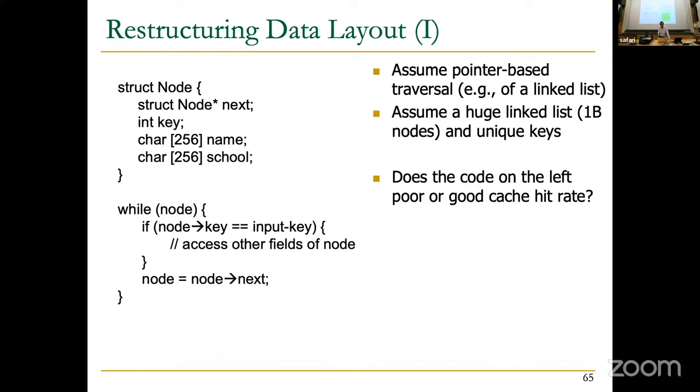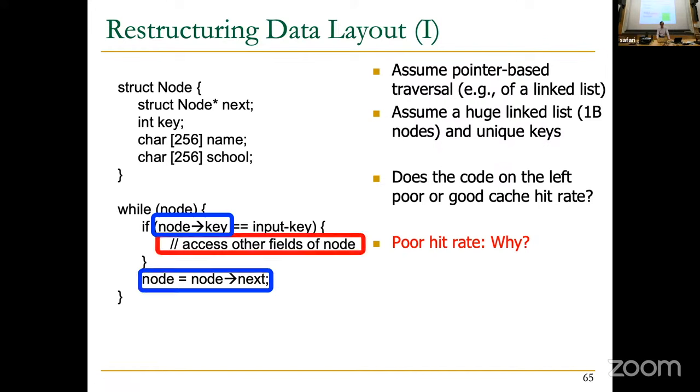Now, since we don't have time, I would normally ask this question: does this code on the left have poor or good cache hit rate? And the answer is it has terrible cache hit rate because of this. Key and next are frequently accessed, shown in blue over here. The likelihood of the key matching in this 1 billion accesses is very low, assuming you have unique keys. So name and school are not frequently accessed.